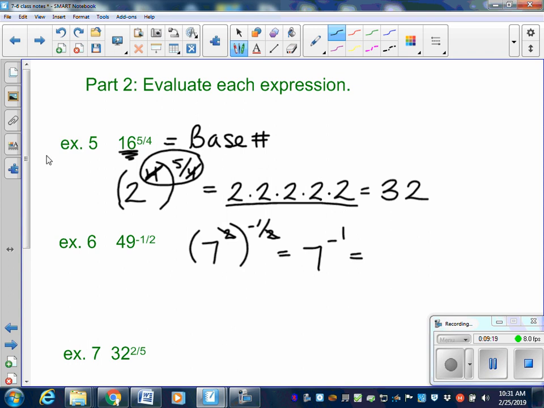You remember what negative exponents make? They don't make negative answers, they make fractions. 7 to the negative 1 is 1/7.